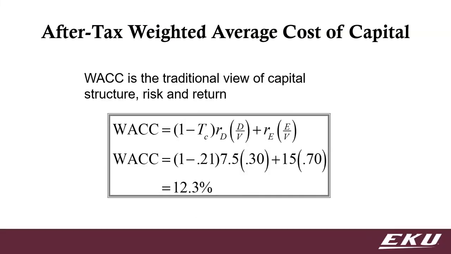Now we live in a tax world, and so when we're calculating the cost of capital, we'll normally use the after-tax weighted average cost of capital, where we still weight debt and equity based upon the proportion of the firm made up of debt or equity. But the rate required for interest payments will be discounted by the tax rate to account for the tax shield.